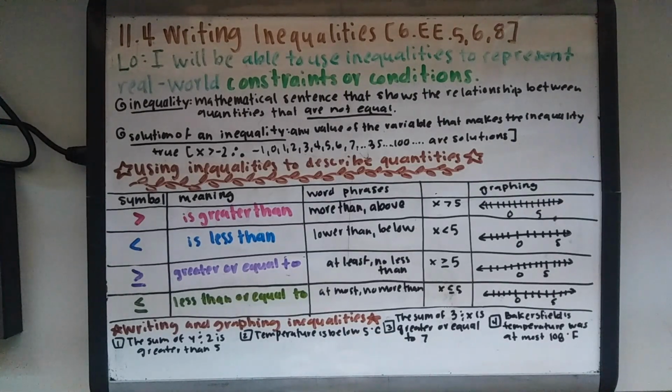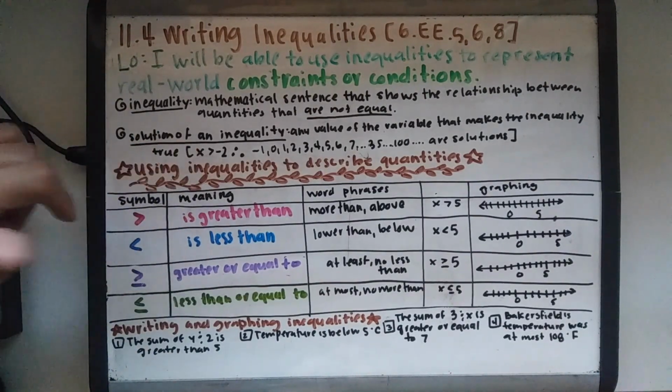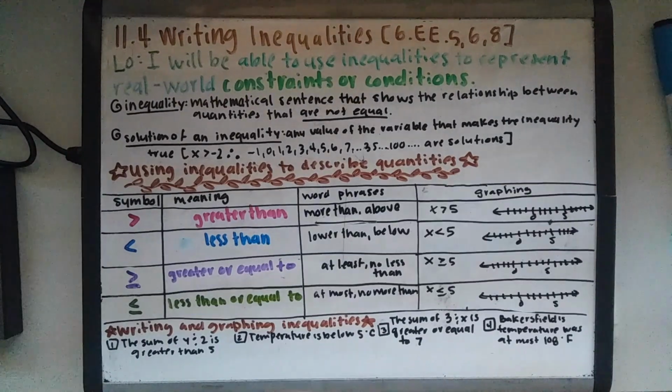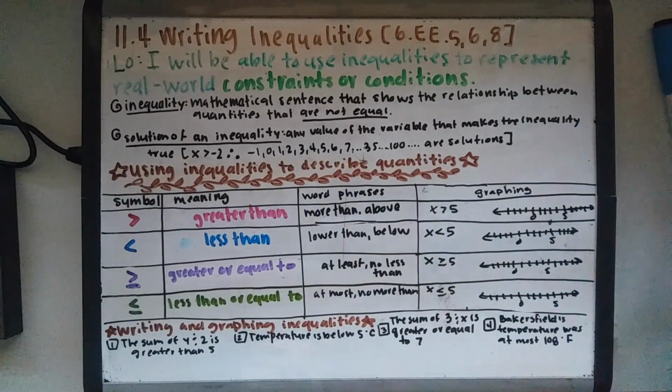Solutions of an inequality are basically any value of the variable that makes the inequality true. So, for instance, if we end up with x is greater than -2, that means that x has to be something greater than -2. So, -1, 0, 1, 2, 3, all the way to infinity works for that. Okay, so let's go over the inequalities, the symbols, the meaning, the word phrases, and the graphing.